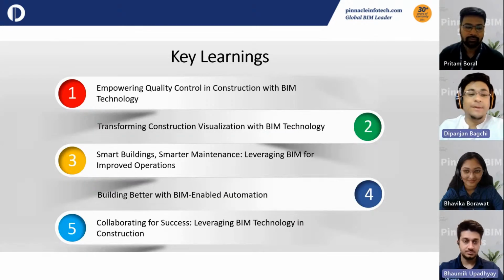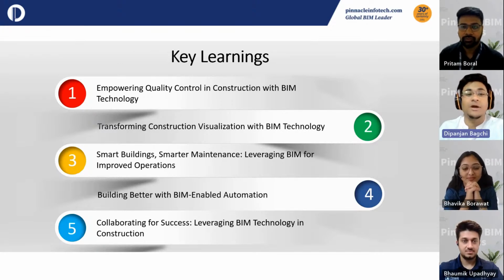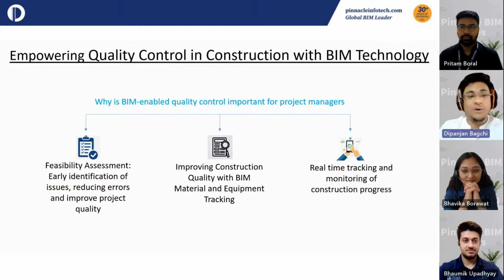Now, let's have a quick look at the key points we'll be discussing today. Number one, empowering quality control in construction with BIM-enabled technology, transforming construction visualization with BIM technology. Number two, smart building, smarter maintenance, leveraging BIM for improved operations. And number four, building better with BIM-enabled automations. And number five, collaborating for success, leveraging BIM technology in concrete construction. Now, let's start.